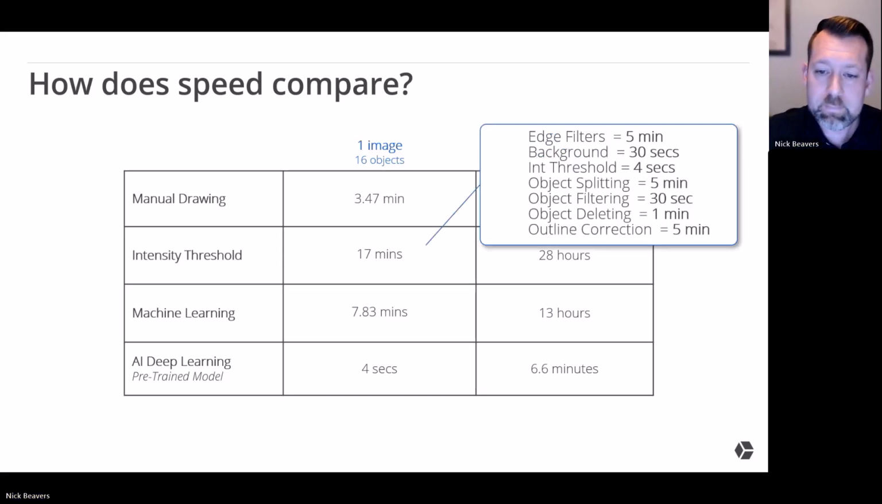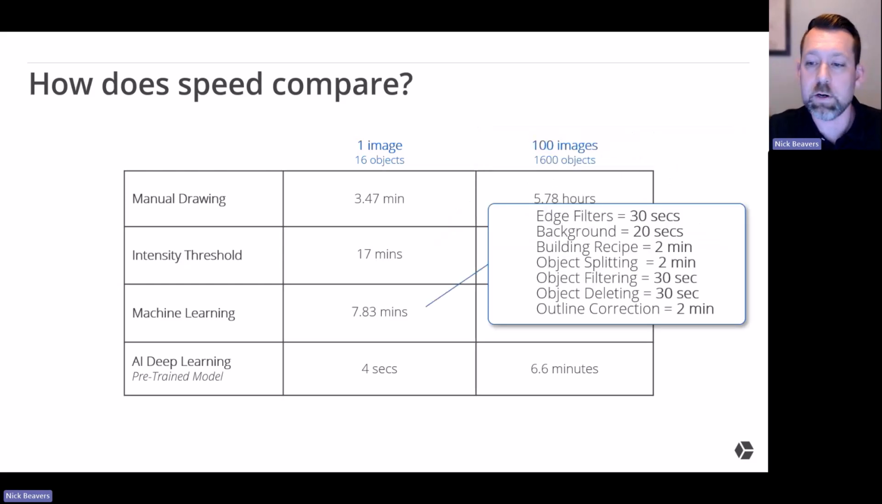And it doesn't even really compare. That 17 minutes required me doing edge filtering, background, initial threshold, and object splitting, filtering, deleting, correction, kind of adding all those things up. The machine learning actually included edge filters, 30 seconds, background correction, filtering, deletion, all that the same. So I have to really take into account the complexity. And just to say it again, if you've done this before, you understand just saying, oh, threshold it, or just use machine learning is almost never the end.